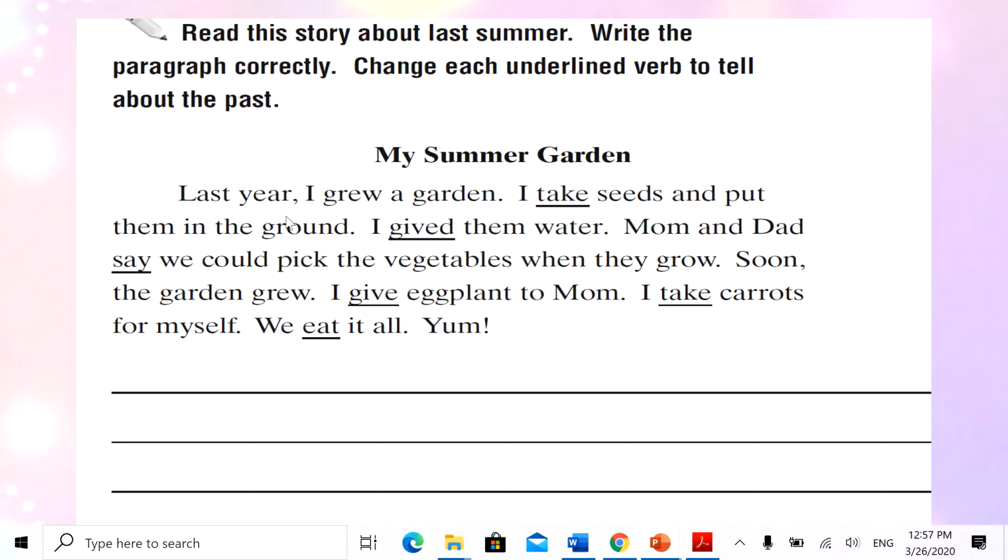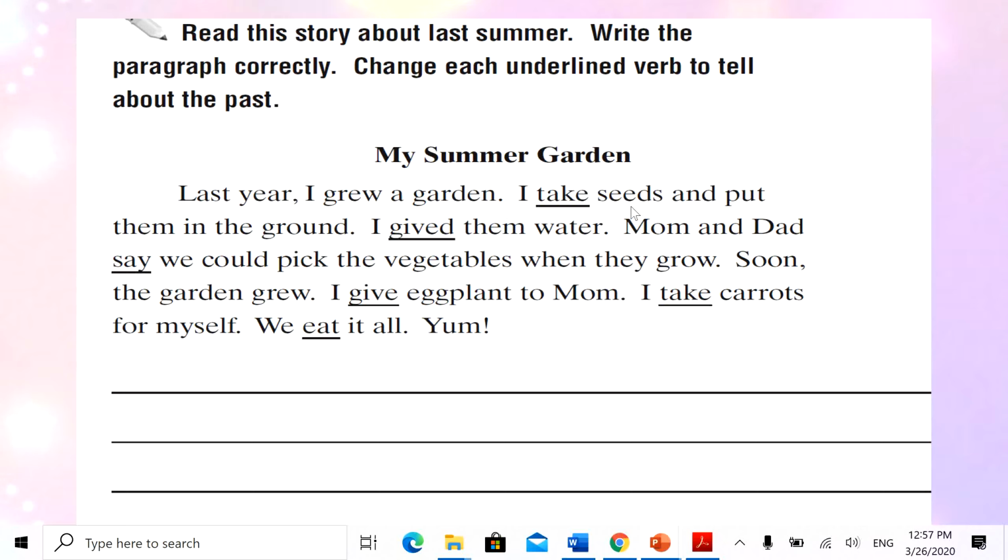Last year, I grew a garden. Grew is the past of grow. Again, one more irregular verb. Grow, grew. Change O to E.